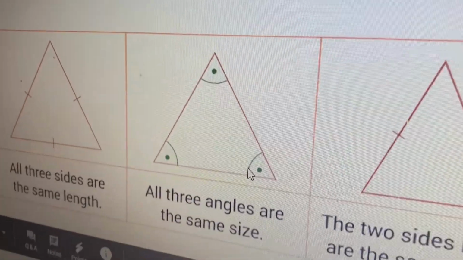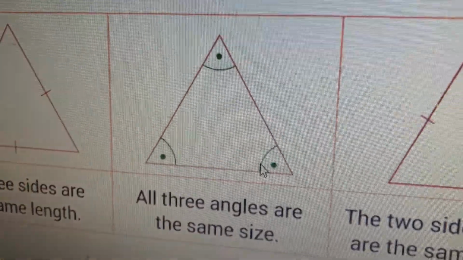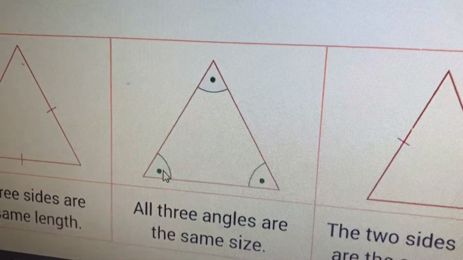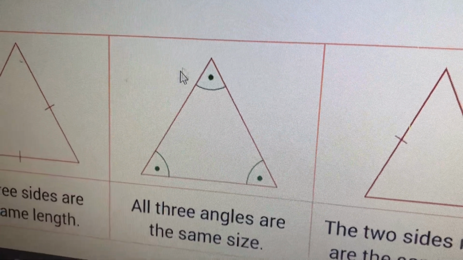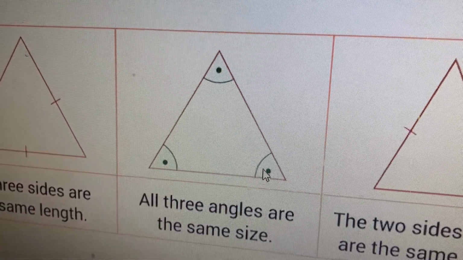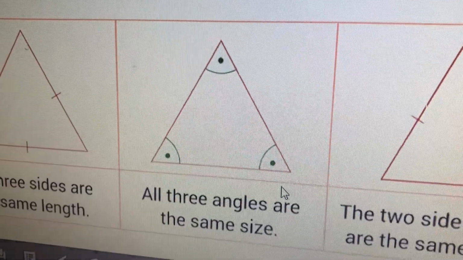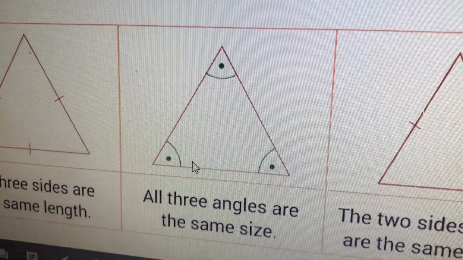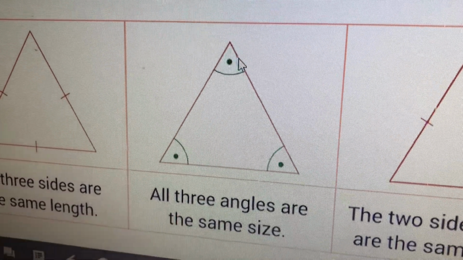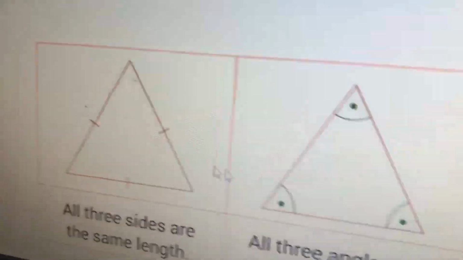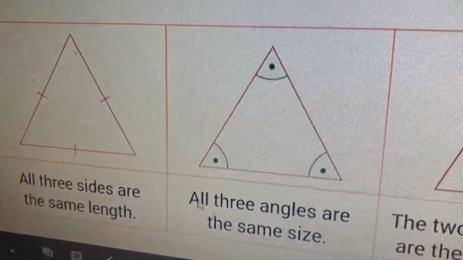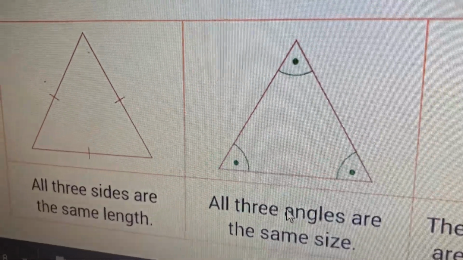Now, this time we're not looking at sides, we're interested with angles. And you'll notice that inside these angles, we have dots. The same amount of dots in each of the 3 angles. Then this also means that these angles are the same in size, the same amount of degrees. And again, if all 3 angles are the same, then all 3 sides will be the same length. This is again an equilateral triangle.